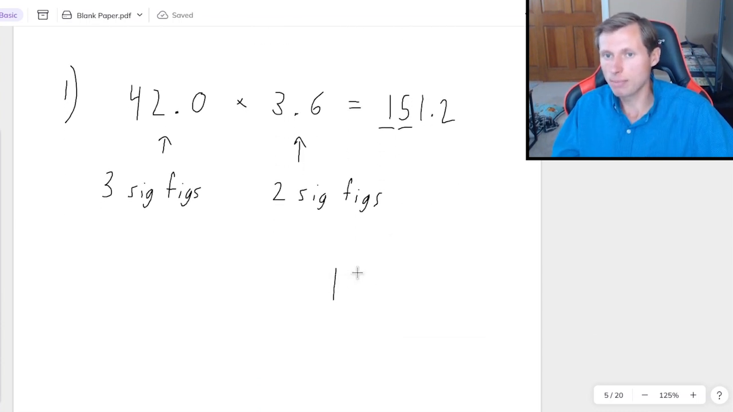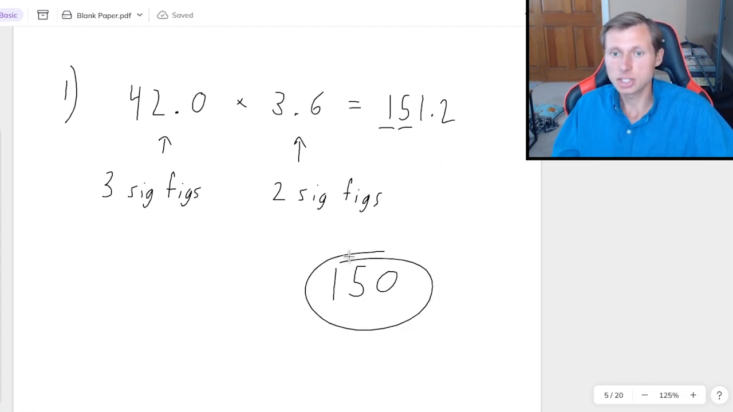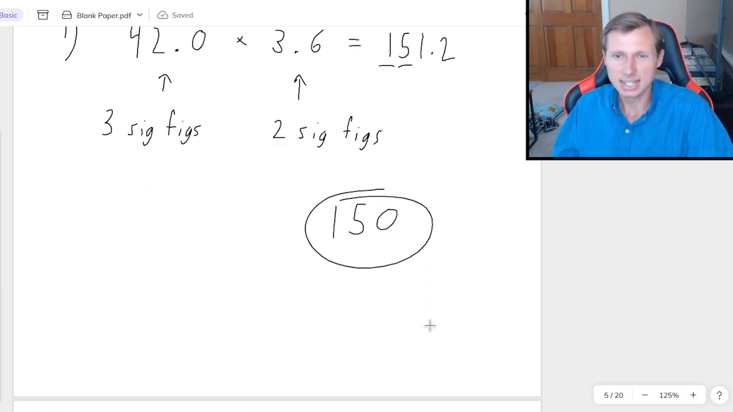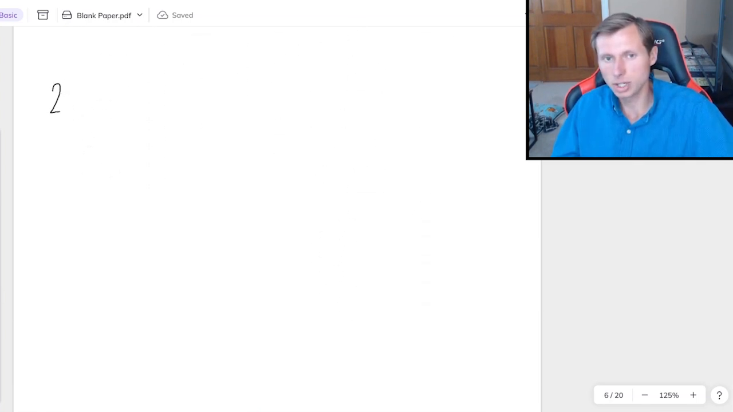And so I can't just write my answer as 15 because that's not even close to 151.2. You have to write your answer as 150. And this is only 2 sig figs because remember, you don't count the 0 right there because it does not come after a decimal place. So now it's just going to take some practice to get better at this. I have 2 more problems we're going to do today with multiplication and division.